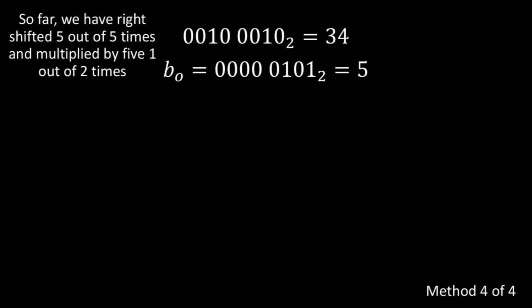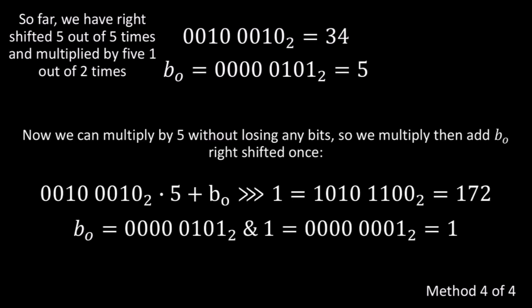We now do the final multiplication by 5, so 34 multiplied by 5 plus B0 right shifted once. 34 multiplied by 5 gives us 170, and B0 right shifted once gives us 2, so them added together gives us 172. Then B0 is ANDed with 1 to give us 1.